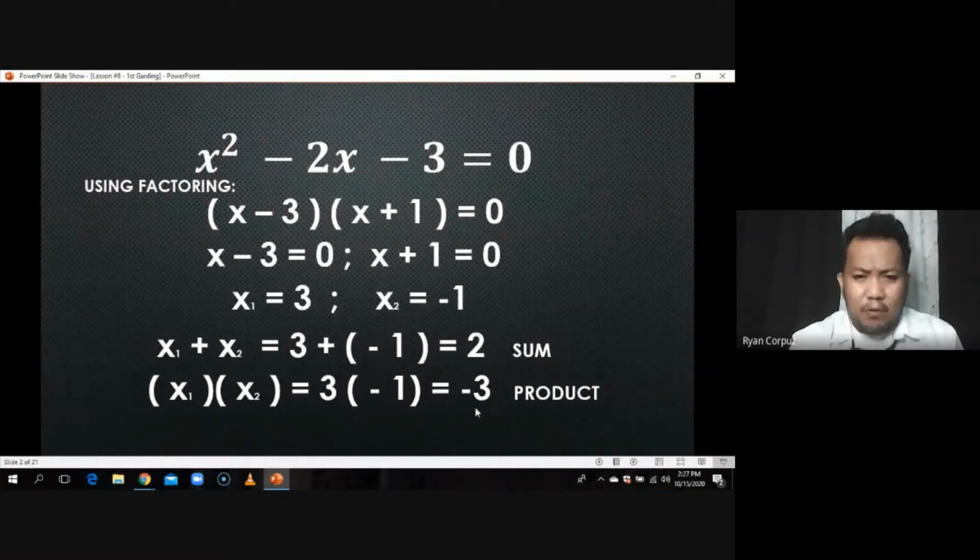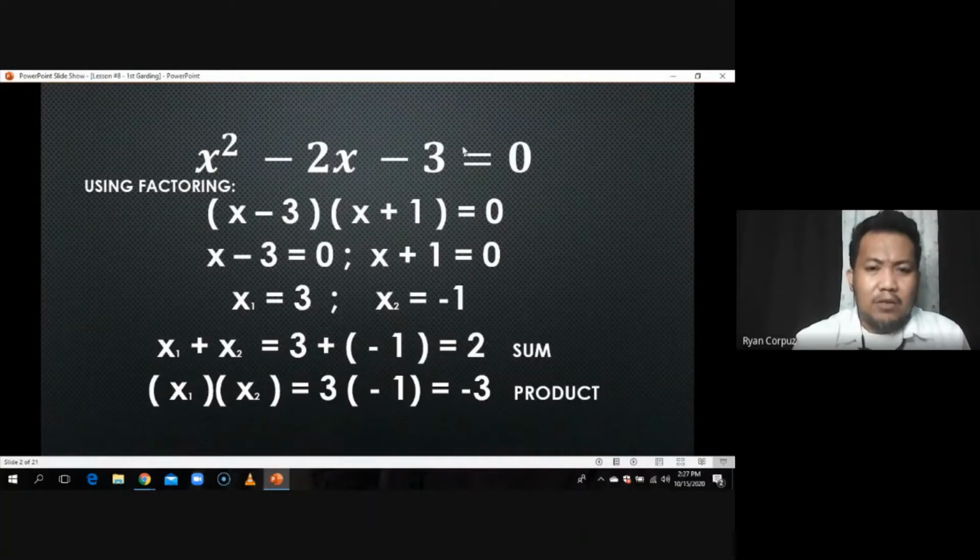But if you look at its sum and product, and at the original quadratic equation given, you will see a comparison. If you compare them, they seem to have similarities. Later on, we will find that out as we move on discussing this topic.